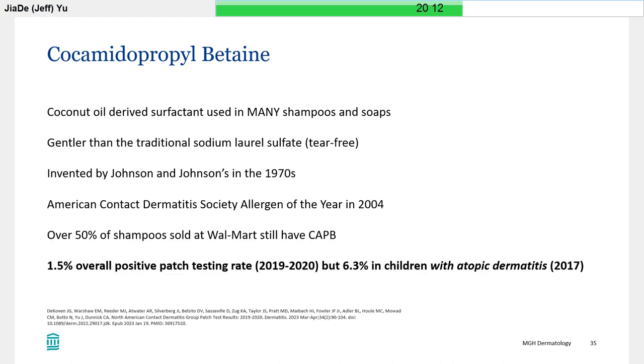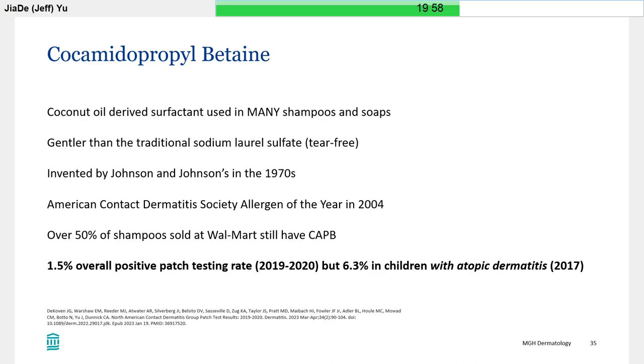Cocamidopropyl betaine is a coconut oil-derived surfactant used in a lot of different types of soaps and shampoos. It's gentler than the traditional ingredient that you find in a lot of shampoos, also known as sodium lauryl sulfate, and it was invented by Johnson & Johnson in the 1970s.